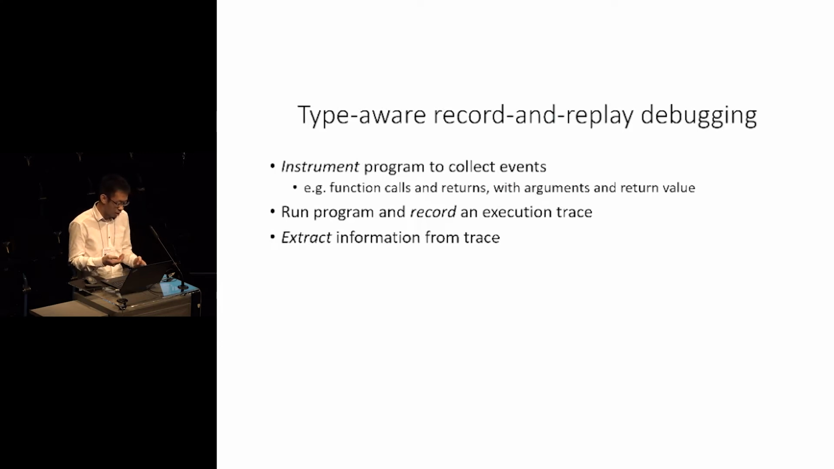With the following workflow. First, we instrument the program to collect interesting events, things like function calls and returns, which include their argument values and their return values. Next, we run the program and record a trace, and then we use some tools to figure out what the program is doing by querying the trace offline.